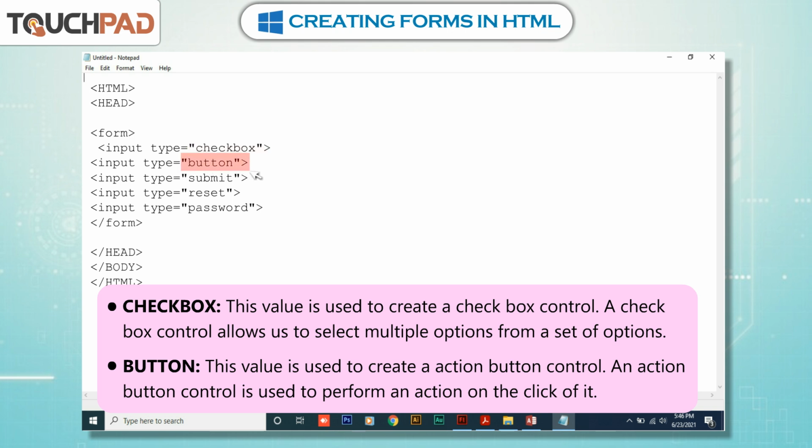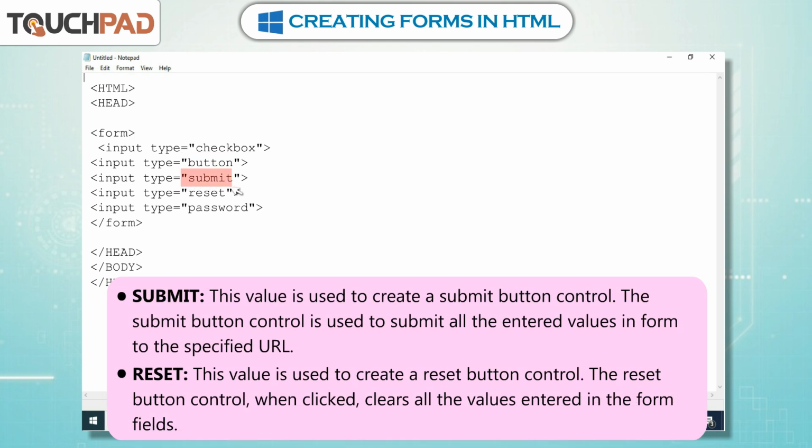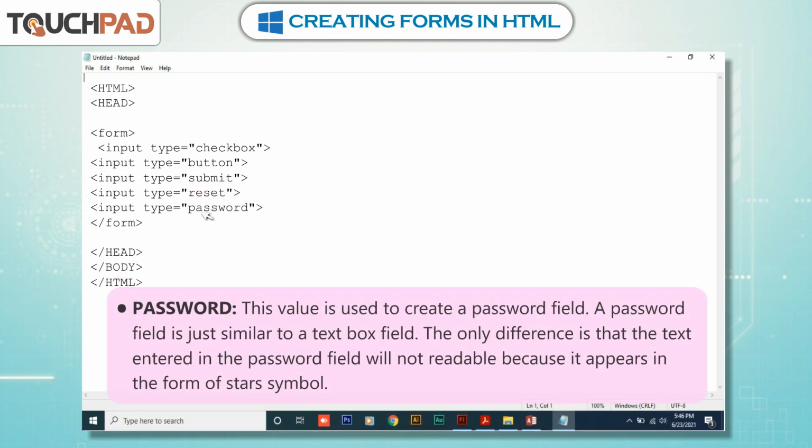Button. This value is used to create an action button control. An action button control is used to perform an action on the click of it. Submit. This value is used to create a submit button control. The submit button control is used to submit all the entered values in the form to the specified URL. Reset. This value is used to create a reset button control. The reset button control, when clicked, clears all the values entered in the form fields.